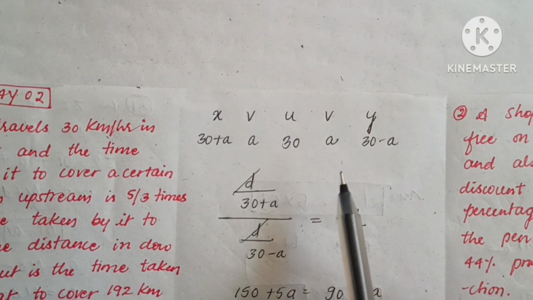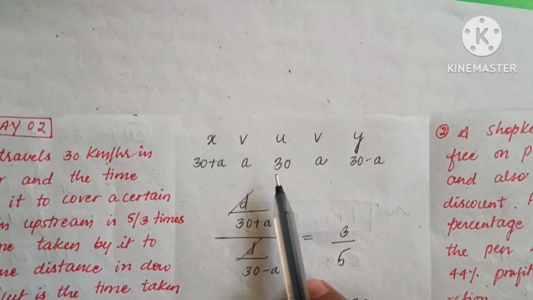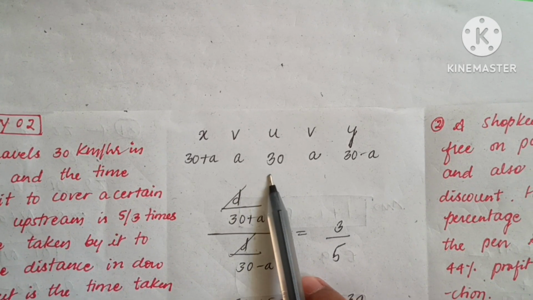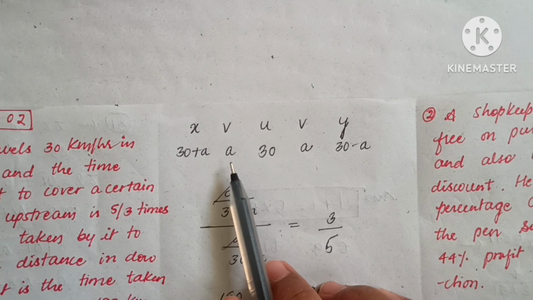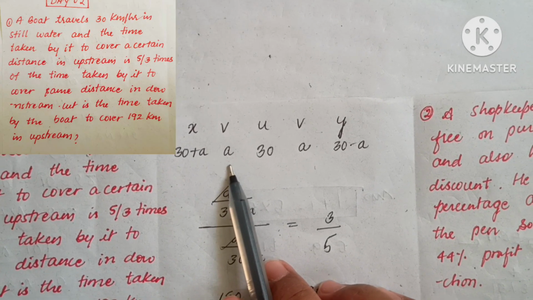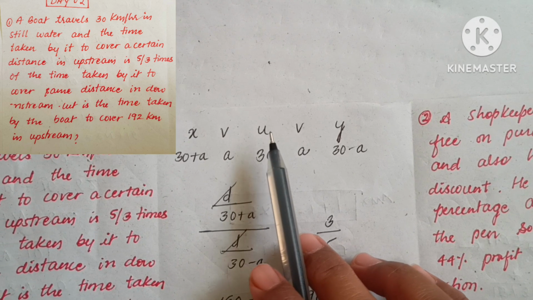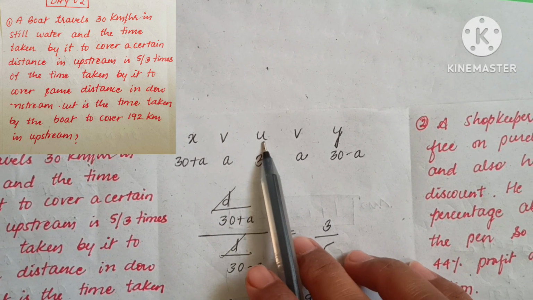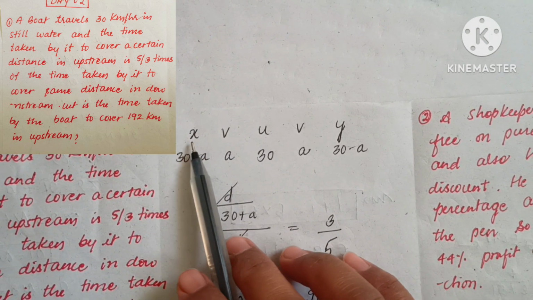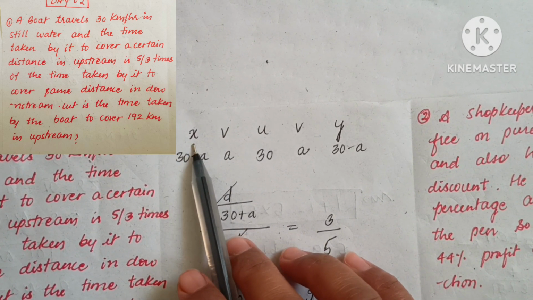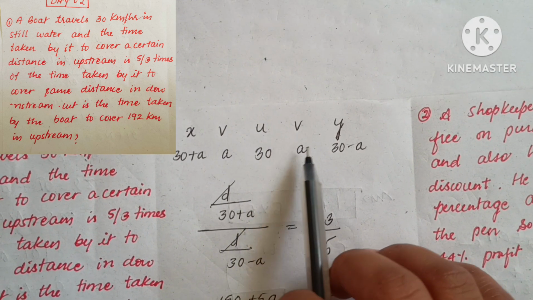So here we can see in the question they have mentioned that the speed of the boat in still water is 30 km per hour. But we don't know what is the speed of the stream. So that's why here I have taken it as A. And we know that if the speed of the still water is U and speed of the stream is V, therefore U plus V will be the speed of the boat in downstream and U minus V will be the speed of the boat in upstream.